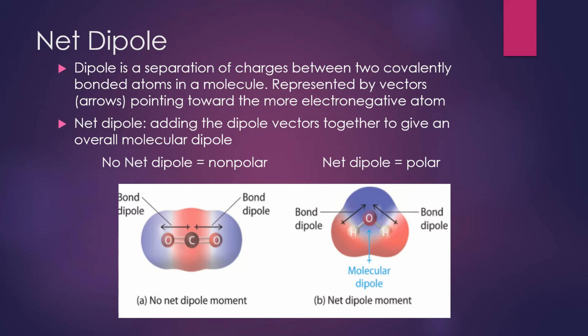So one way to figure this out is by calculating the net dipole. A dipole is a separation of charges between two covalently bonded atoms. We represent it by vectors, and the vectors that I'm speaking of are the arrows in the picture below. Usually the arrow points towards the more electronegative atom. So in the case of the carbon dioxide molecule below, oxygen is the more electronegative atom, so we would draw an arrow pointing toward the oxygen.